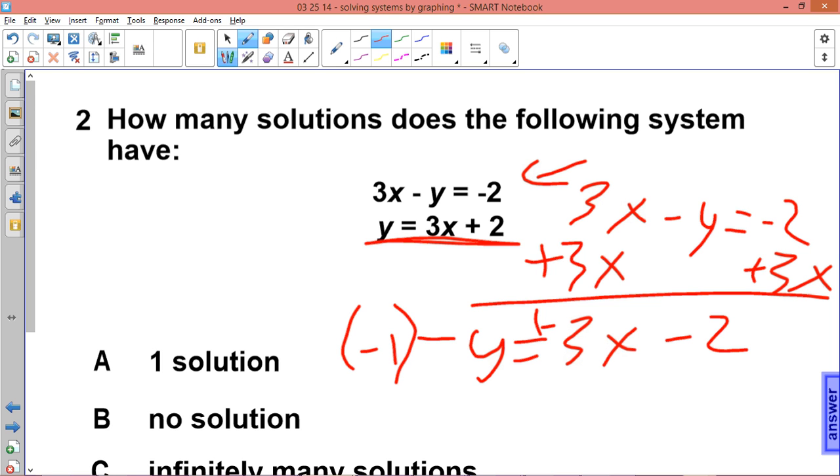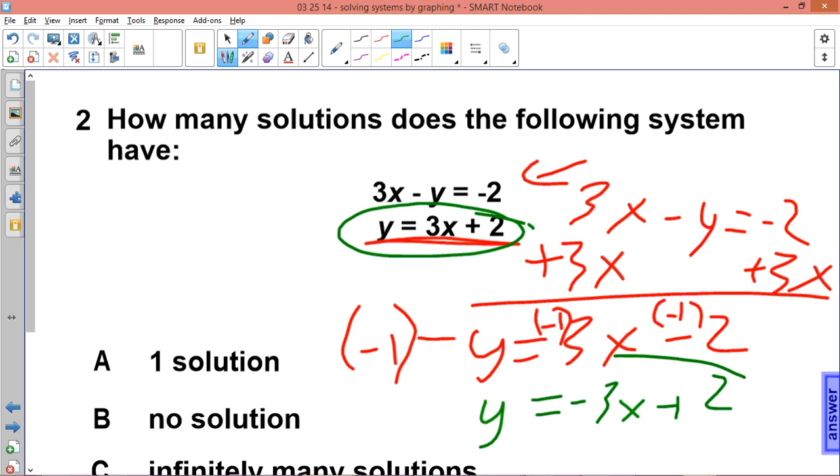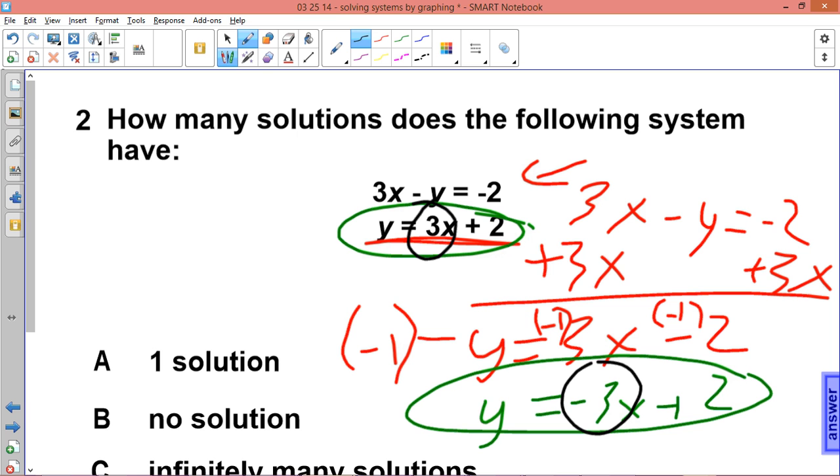Multiply by negative 1, and what that really means is I'm just going to flip the sign on everything. Y equals negative 3x plus 2. So now I have two equations, this equation here and this equation here. Notice it might look like they have similar slopes, but they are opposite slopes, which means they are different. You have different slopes. It doesn't matter if they look the same. You're going to have one solution because the lines will eventually intersect.